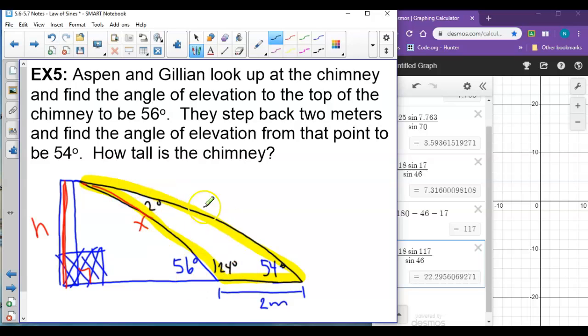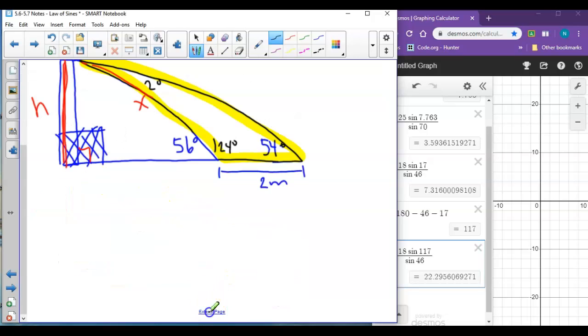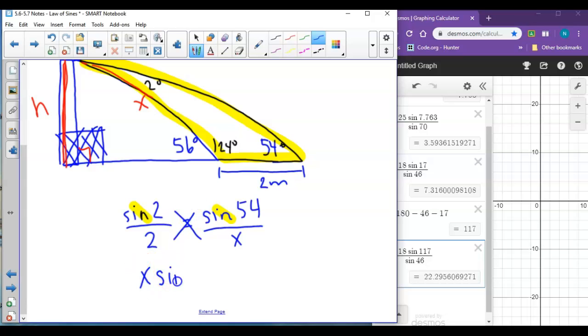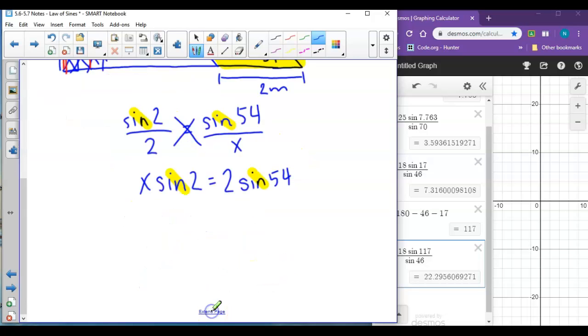So I'm going to use law of sines for this triangle right here because it is not a right triangle. So I have to use law of sines. I cannot use regular trig. So I'm going to say sine of 2 over 2, 2 degrees right here, across from 2 meters right here, is going to equal sine of 54 over x. And so we're going to find x. We're going to cross multiply. So we get x times sine of 2 equals 2 times sine of 54. And to solve that, we're going to divide by sine of 2.